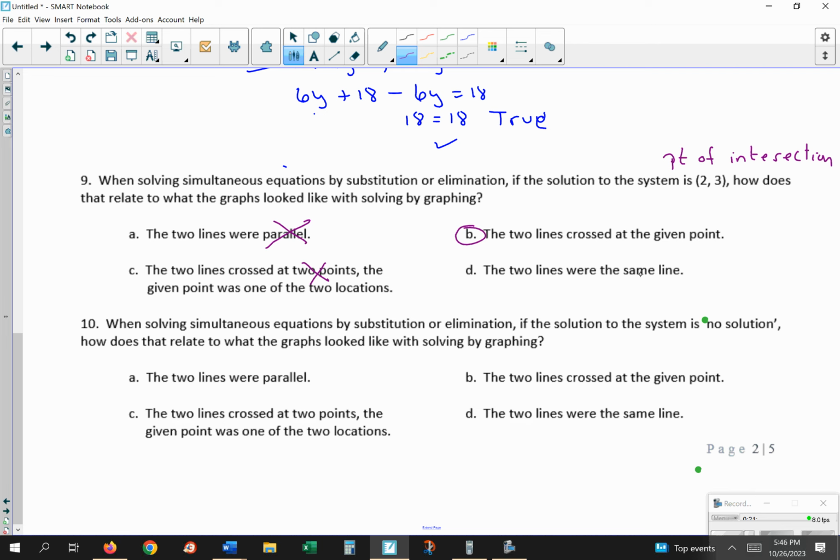And when solving by either method, if the system has no solution, how does that relate to how the graph looks? So no solution, we know that there's not an answer on either line that they share in common, and that says they have to be parallel. And I do always read through all of the answers, even if I think I've got the right one, in case there's just a one-word variation that negates one of them and puts another one as the main answer. All right, that was our page 2. Let's go on.